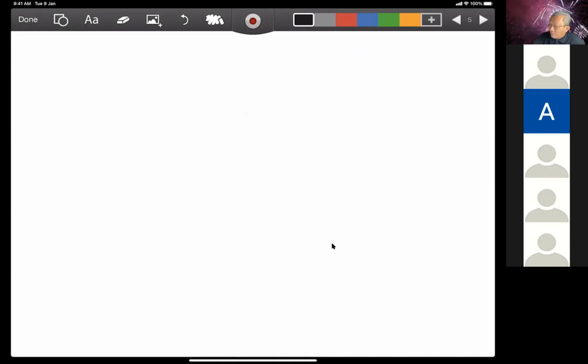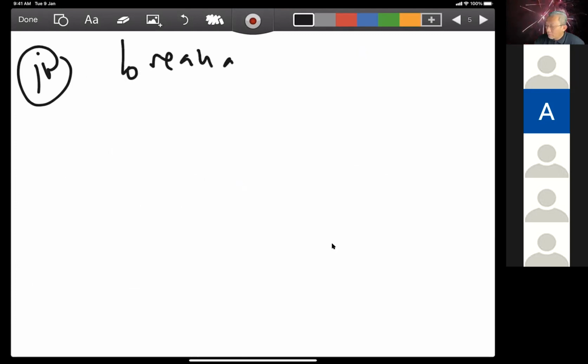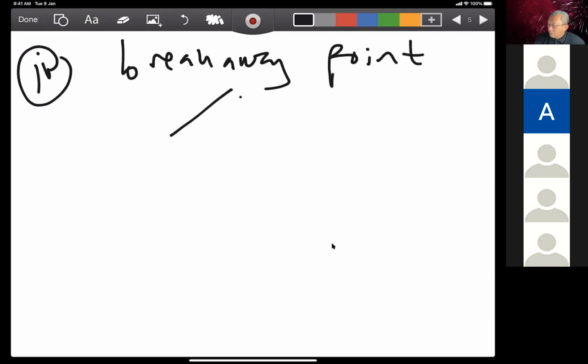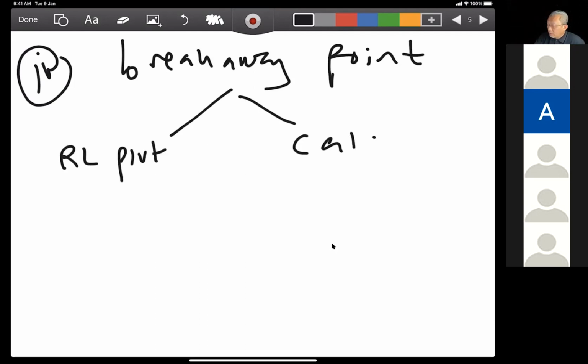Inshallah. 4. Find the breakaway point and validate your answer via calculations. Breakaway point. One is from the root locus plot. One is by calculation. Okay, so look at the root locus plot given. This one. Okay, can you see?